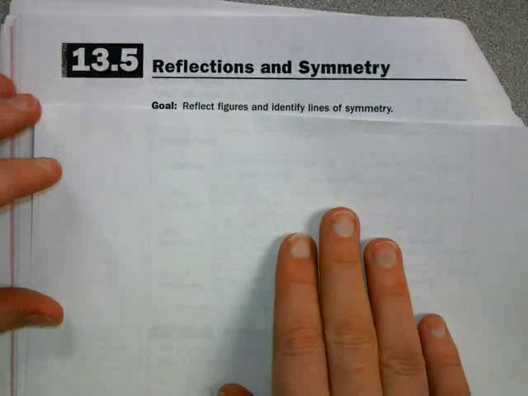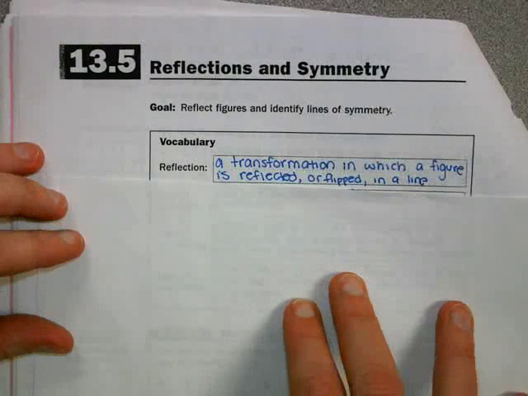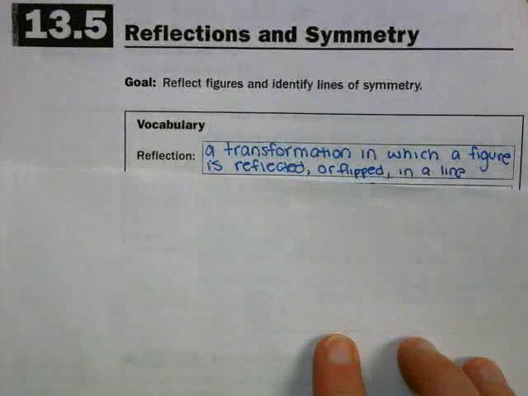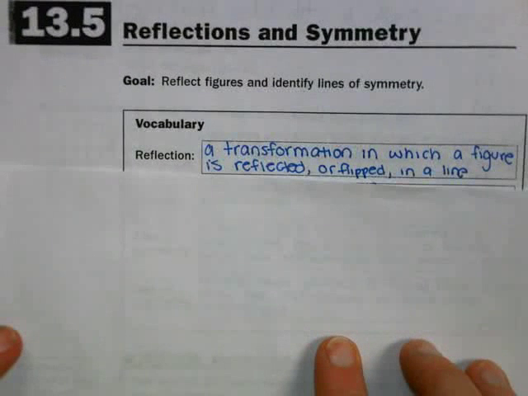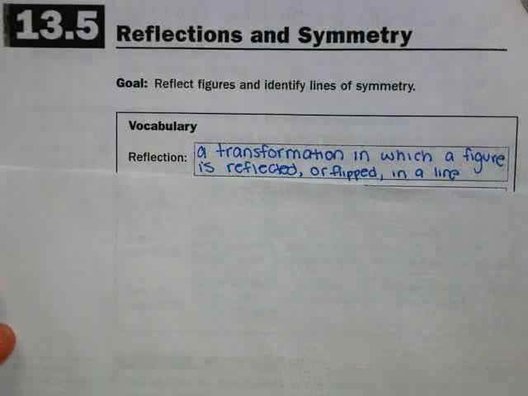So, to start off, our first word is reflection, and reflection is a transformation in which a figure is reflected or flipped in a line. A transformation in which a figure is reflected or flipped in a line. Remember, you're going to be pausing because I'm probably going to go faster than you could write it down.